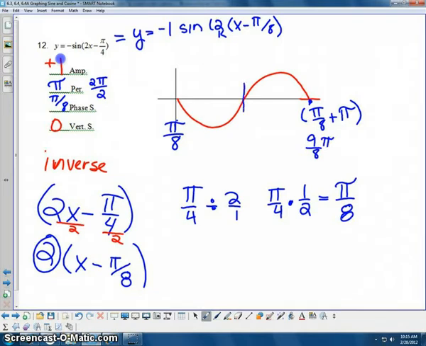I would want to know where halfway is. Is there a quick way to figure out what halfway between 1/8 pi and 9/8 pi is? Anybody know of a quick way? What if I took 1/8 plus 9/8 and then divided it by 2? 1 and 9 is 10. 10 divided by 2 is 5. Halfway is 5/8 pi. So what I just did is I said this is really like 9/8 pi, 1/8 pi. Halfway between the 1 and the 9 is 5.